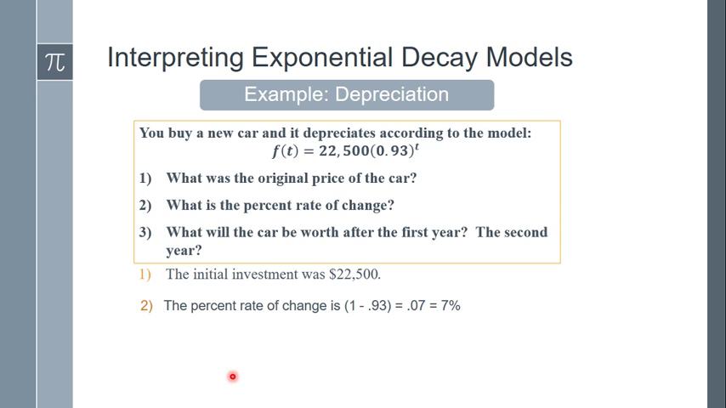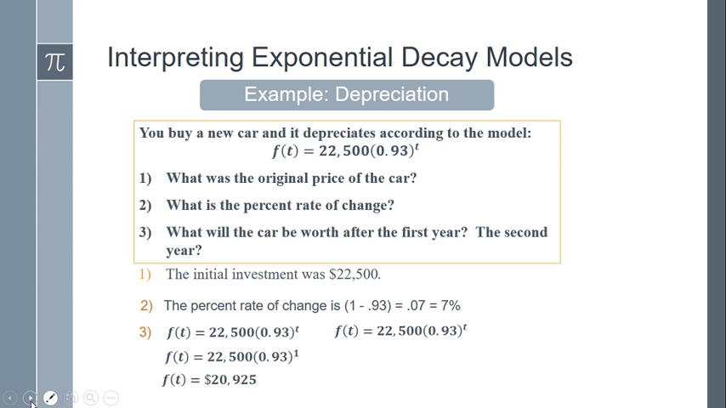And then finally, what's the car going to be worth after the first year, after the second year? Since we have the model, that's easy, right? We just take turns replacing t with the appropriate value. So after the first year, we let t be 1. We use our calculator and we get that the car is going to be worth $20,925. So it's depreciated almost $2,000.